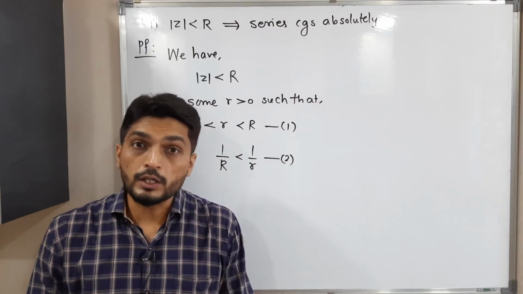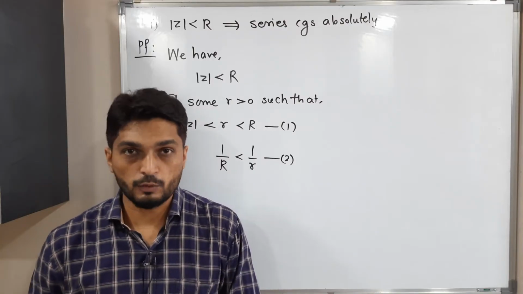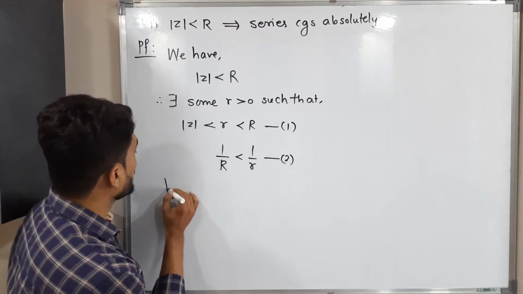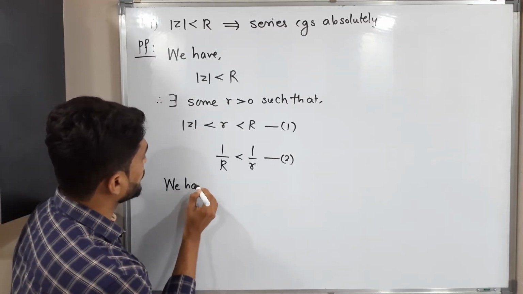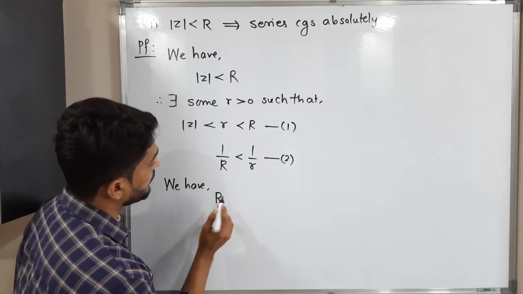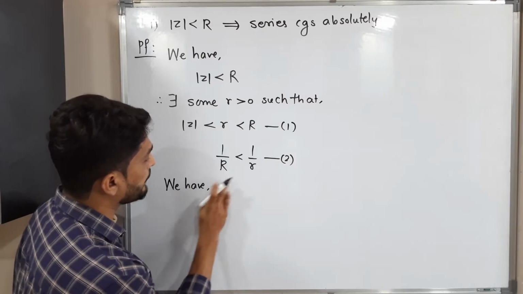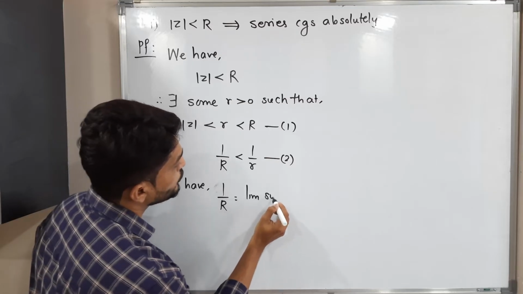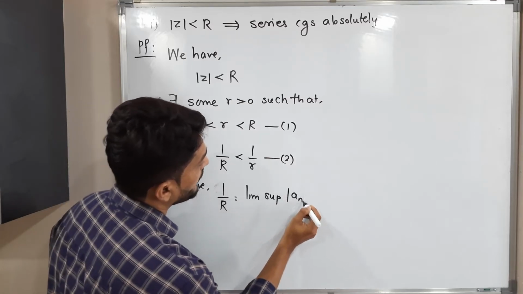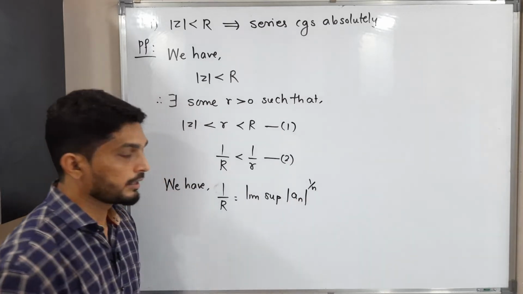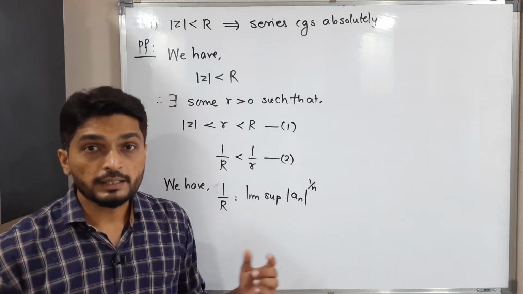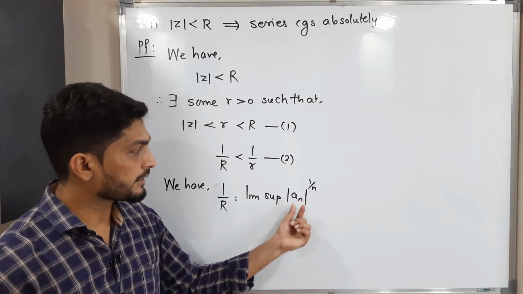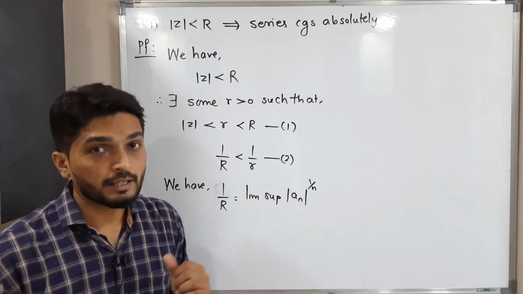So now let us focus on the definition of capital R. What is the definition of capital R? Actually we define it in this way: 1/R is equal to the limit supremum of |a_n|^(1/n). See, it's a supremum. The limit supremum of this term |a_n|^(1/n) is 1/R.